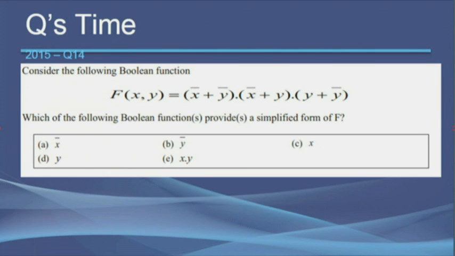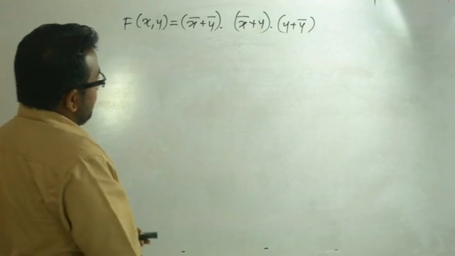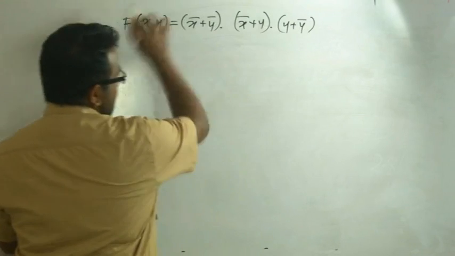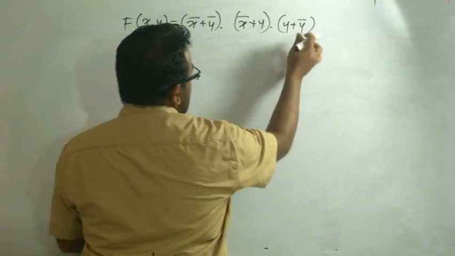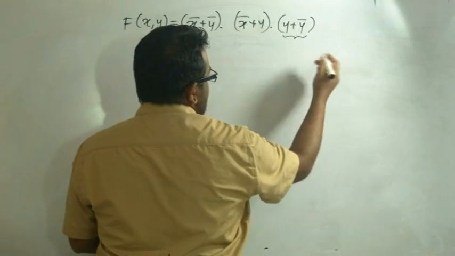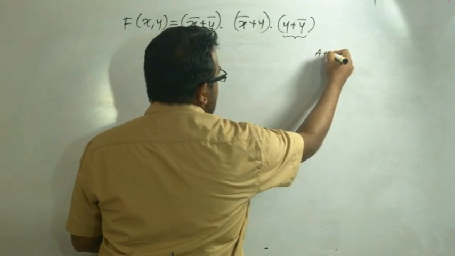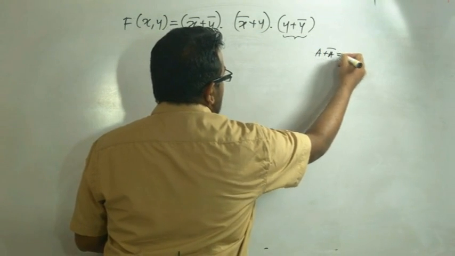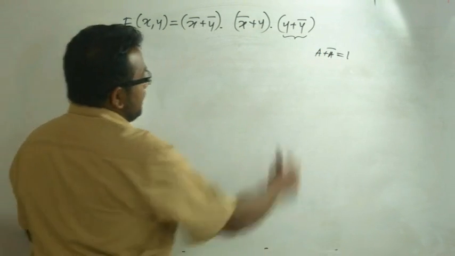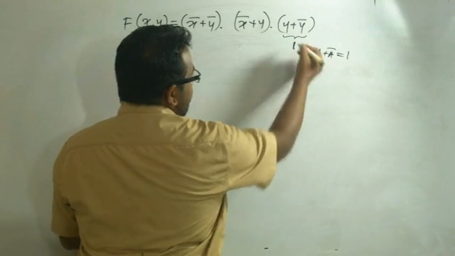Consider the following Boolean function. The function is there. Which of the following Boolean functions provides the simplified form of f? Let's write down the function first. Okay. Now you can see the function is here. Let's consider this one. There is a Boolean law A plus A bar equals 1. So here this part is 1.